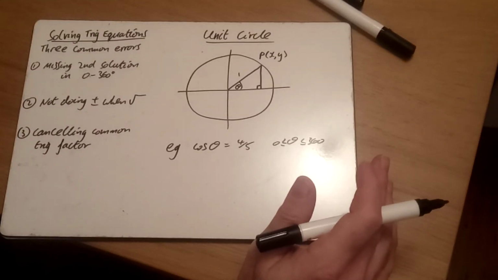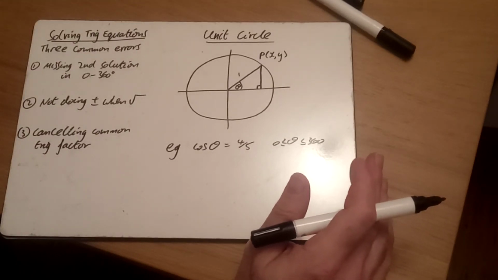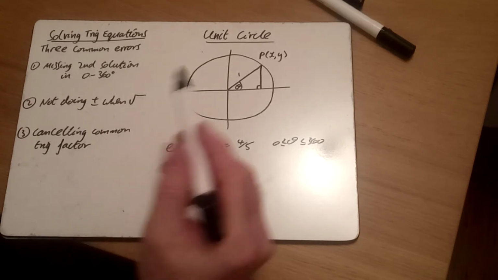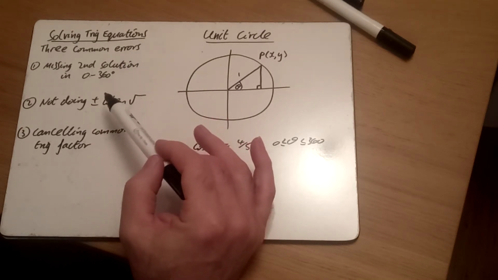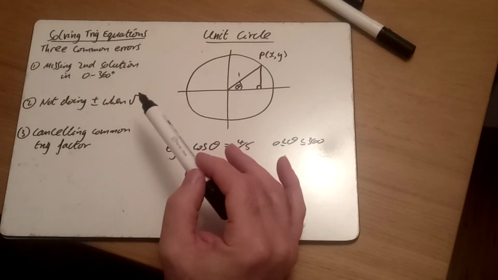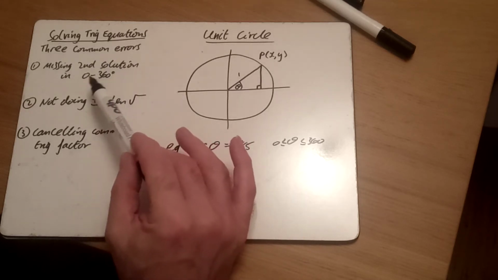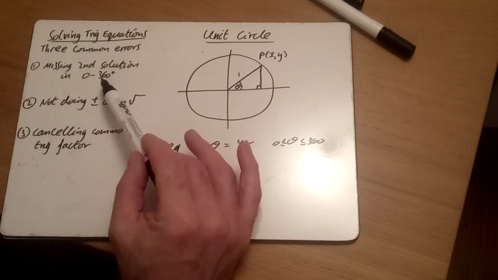So we're going to look particularly, in slightly different order than the book, at solving trig equations, and I'm going to talk about 3 common errors that you'll see both in this little session and the ones afterwards. Almost everything has a second solution in 0 to 360.